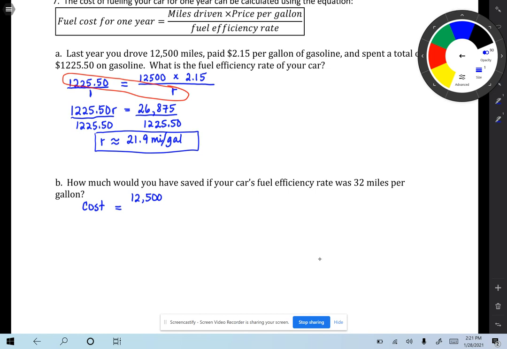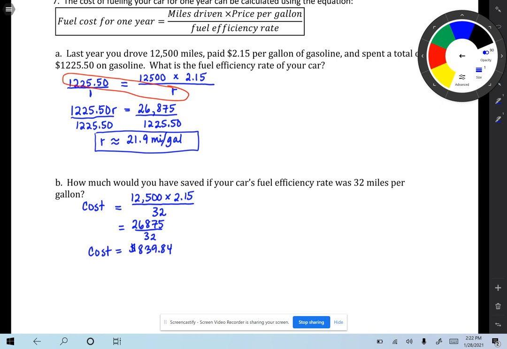Price per gallon is still $2.15. But what if your fuel efficiency rate was 32 miles per gallon? So you do know R, but you don't know the cost. So you would multiply 12,500 times 2.15, so that's 26,875, divided by 32, and the cost is $839.84. That's how much money you would have spent on gas if your car got 32 miles per gallon.